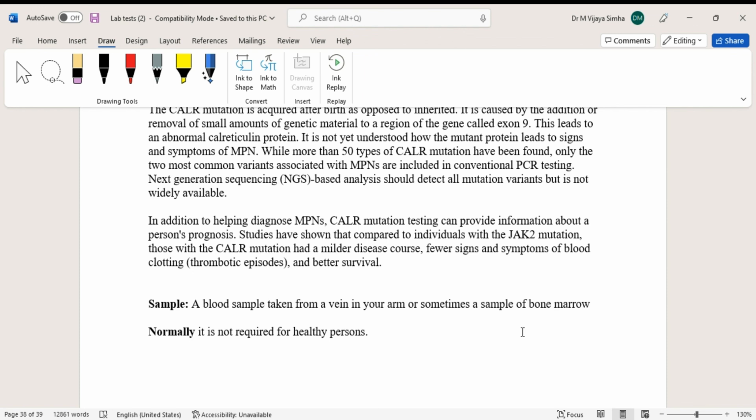Sample: a blood sample taken from a vein in your arm, or sometimes a sample of bone marrow, is required. Normally, it is not required for healthy persons. That is about CALR mutation.